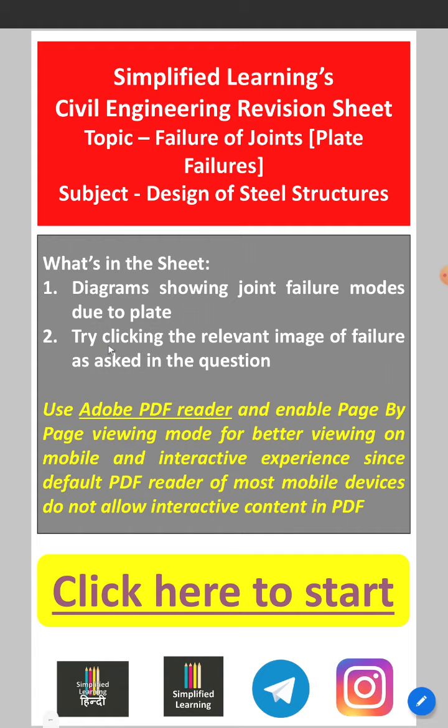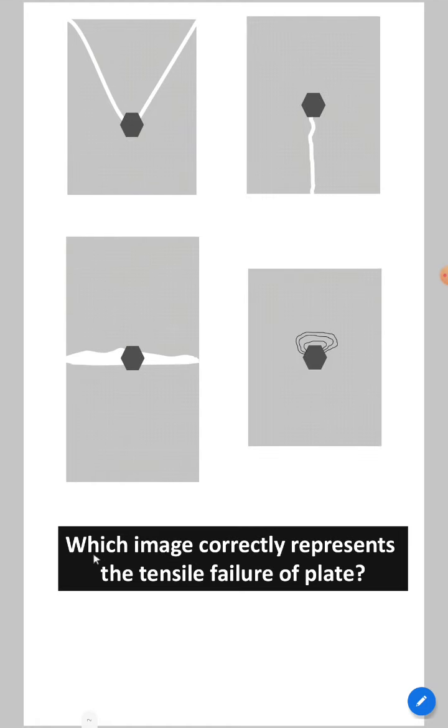Now what we have to do? We have to try clicking the relevant image of failure as asked in the question, which will lead us to the next question. Okay, so the first page is saying click here to start. So let's start. All right, the question is: which image correctly represents the tensile failure of plate? Now focus on the diagram. There are four diagrams, 1, 2, 3, 4. Obviously we are simultaneously looking at four modes of failure of joint because of failure of plate.